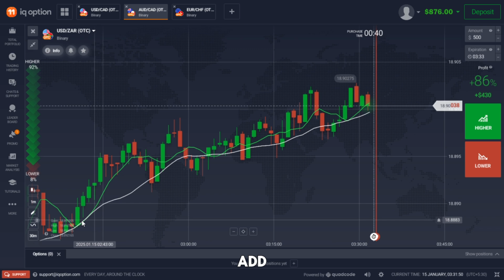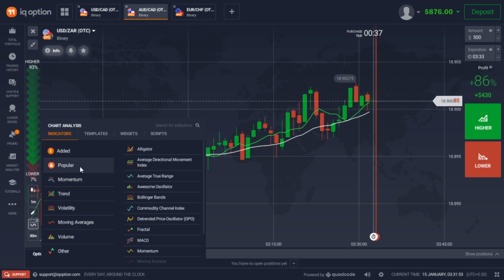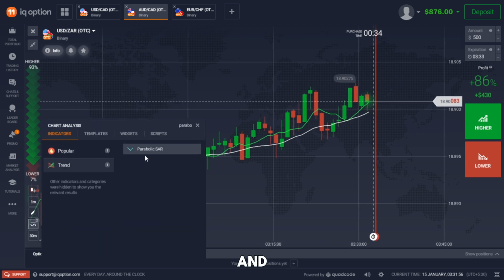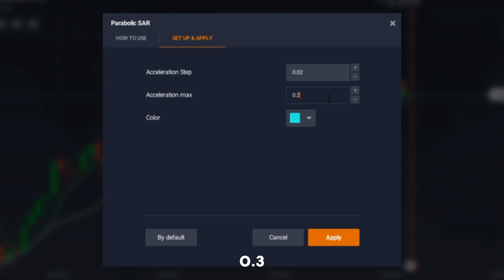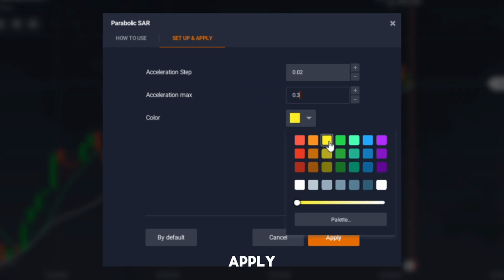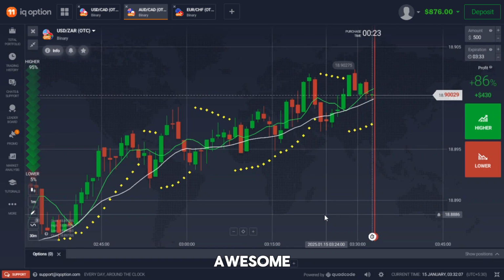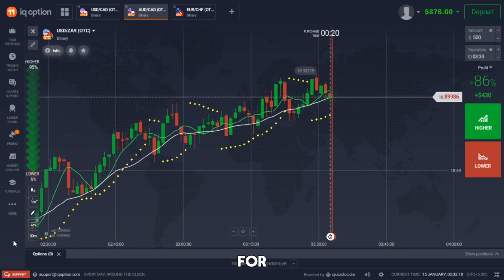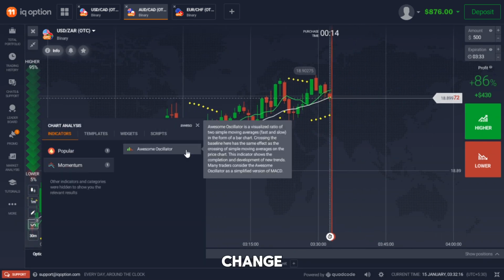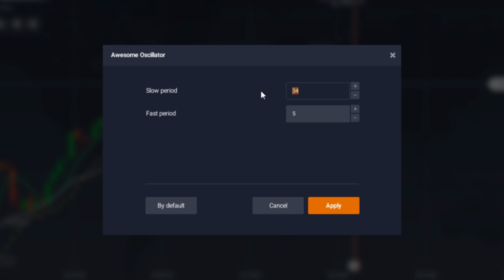Now, it's time to add the parabolic SAR. Search for it, click on it, and change the acceleration max to 0.3. Then, set the color to yellow and click Apply. Finally, we'll add the awesome oscillator. Search for it, click on it, and change the slow period to 6. Once that's set, click Apply.